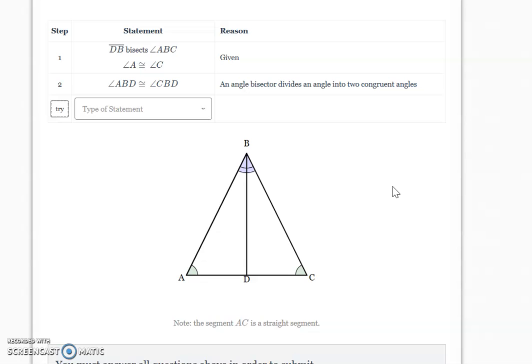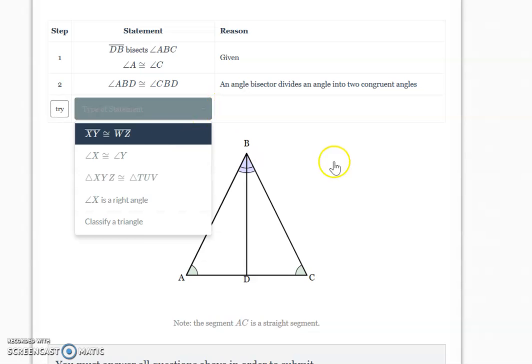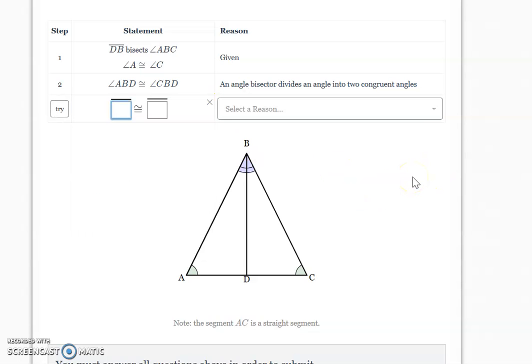So I'm looking for a third reason. I don't know anything about these outsides, and I don't know that D is in the middle, but I do see that these triangles share side BD. Anytime two triangles or any two shapes share a part, it is congruent to itself. So I'm going to say that BD is congruent to BD, and that is the reflexive property. All right, so let's mark that.